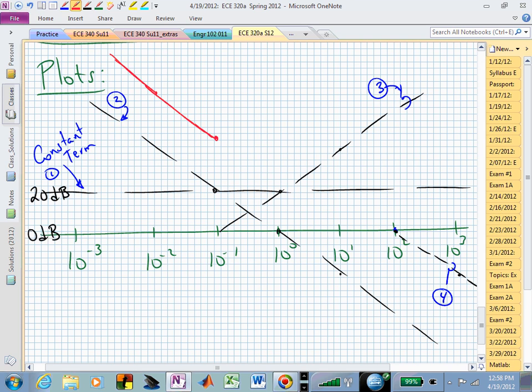At that frequency, what happens? I was going down at minus 20 dB per decade. At omega equal to 0.1, what happens? Well, I introduce another piece that's going up. So now my slopes exactly cancel. And if I don't have any slope, I'm going to be flat. Is that making sense?